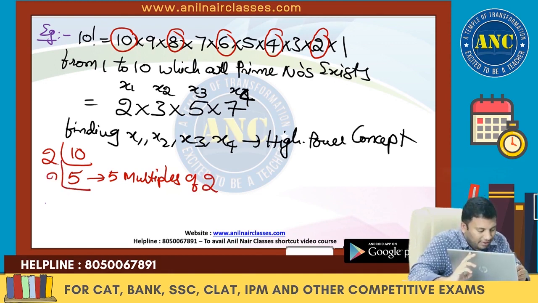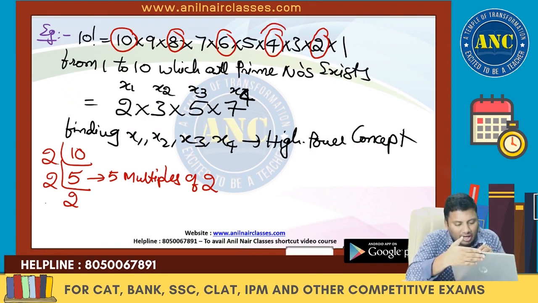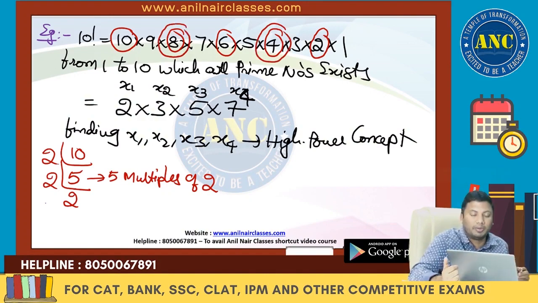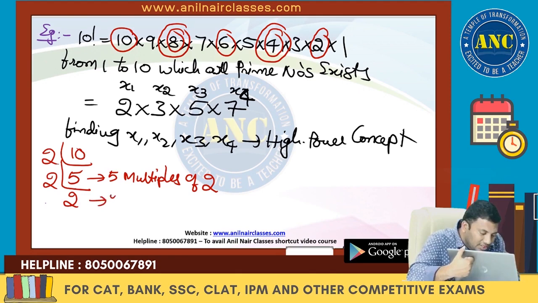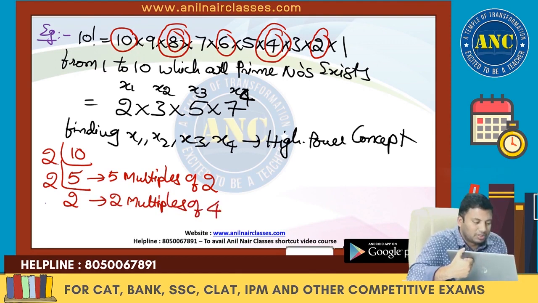Again, if I divide, 2 2s are 4. What does this denote? There are two multiples of 4. Any multiple of 4 is also a multiple of 2. This denotes that there are two multiples of 4.